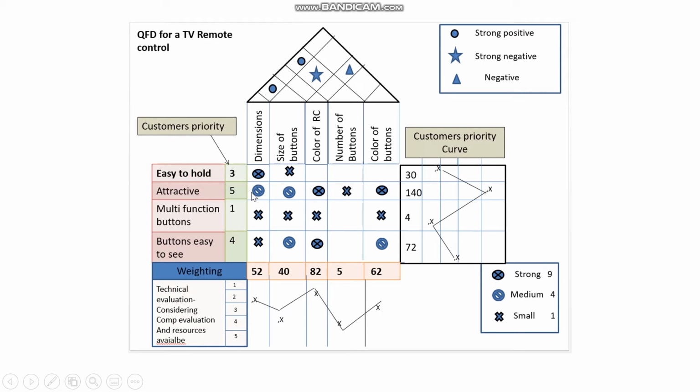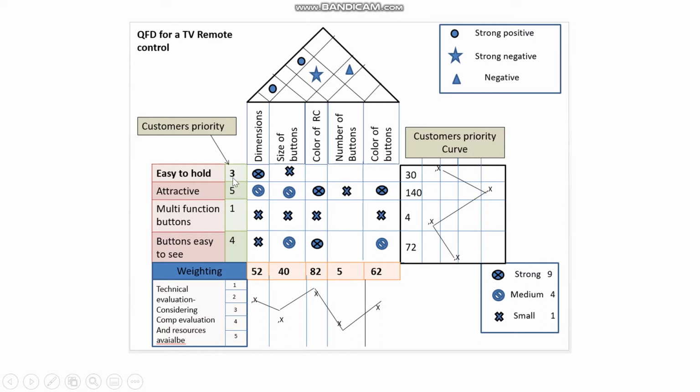Before we do that, for easy to hold, how many points do we have to allocate? Attractive, how many points do we have to allocate? Multi-function button, how many points do we have to allocate? Button easy to see, how many points do we have to allocate? These points are based on how many customers gave them in their voice. According to that, if more customers mention attractive, we have to give more points.